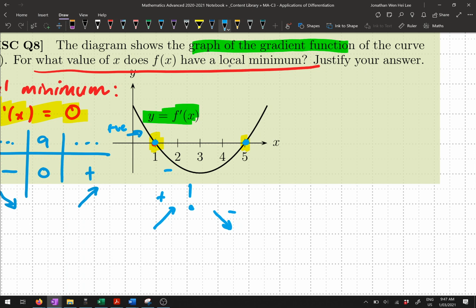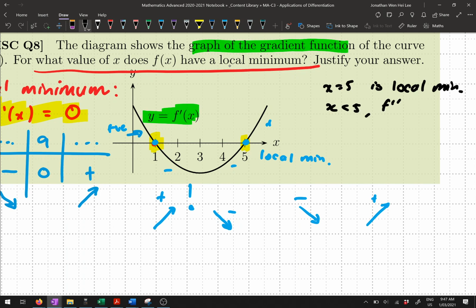How about 5? On the left-hand side of 5, it's negative, so it's going down, and then up. So this is a local minimum. So x equals 5 is our local minimum, because when x is less than 5, the first derivative is less than 0, and when x is greater than 5, it is greater than 0, which is the down and up motion that we need for a local minimum.